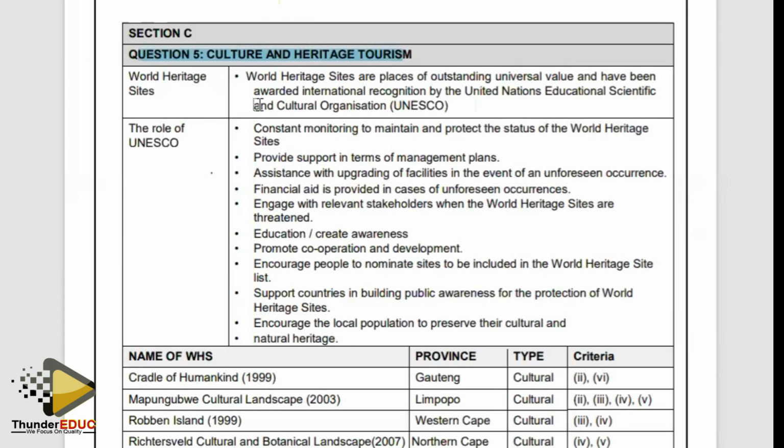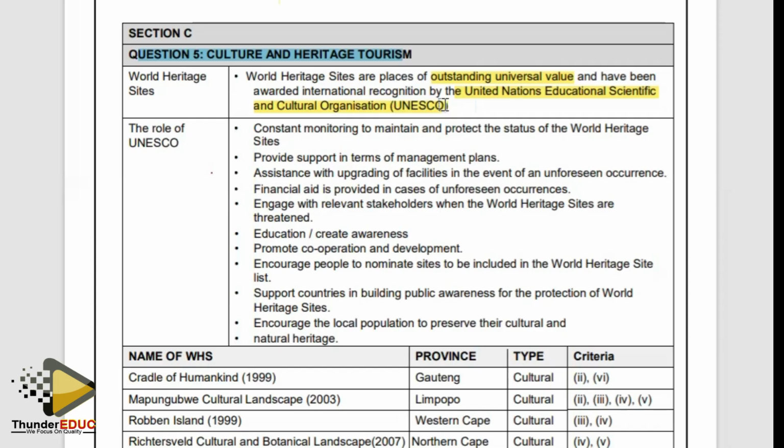All right, so the first thing is World Heritage sites are places of outstanding value. That is the first thing which we need to highlight. They have outstanding value to the extent that they are internationally recognized by the United Nations Educational, Scientific and Cultural Organization, abbreviated as UNESCO. They are world famous, and in addition to that, they are also protected by UNESCO.